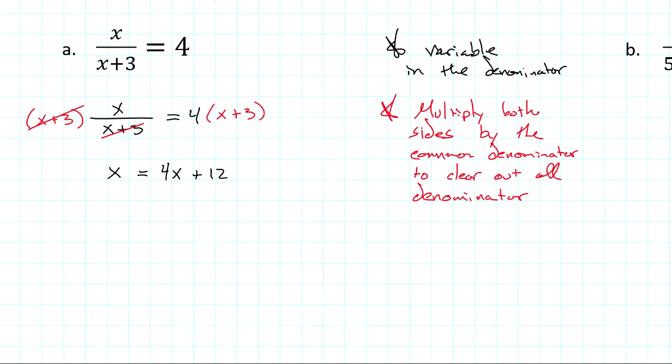And now we still have two instances of x, like I was saying before, but now we actually are in a familiar situation. We can get those x's on the same side. We can subtract the 4x from both sides, and then we'll get minus 3x equals 12. And then we're going to divide by negative 3 on both sides to cancel the negative 3's so that we are left with x on the left and a negative 4 on the right.